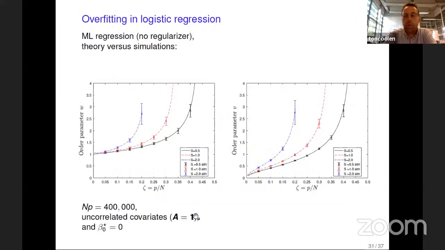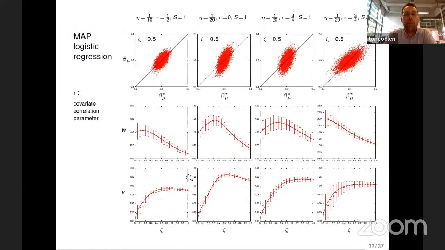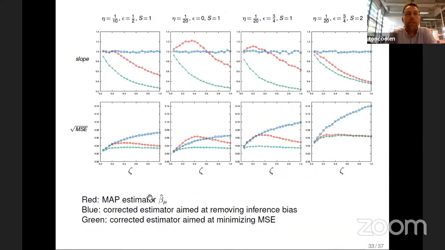And this was in the case of uncorrelated covariates. Now for correlated, well, there are so many things you can vary. So we have a parameter epsilon that measures the correlations across covariates. We have eta, which was the hyperparameter of the prior, and we have the magnitude parameter of the true parameter vector. But in a nutshell, everywhere where you test these things, the theory is describing perfectly the simulation. So lines here are theory, markers are simulations.